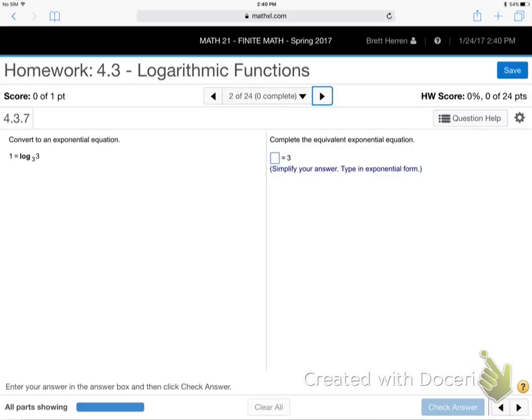Okay, so 1 is log base 3 of 3. So lose the log. They want you to translate, which means cross out that log word. Base stays the base. Other two switch. Give that a try.